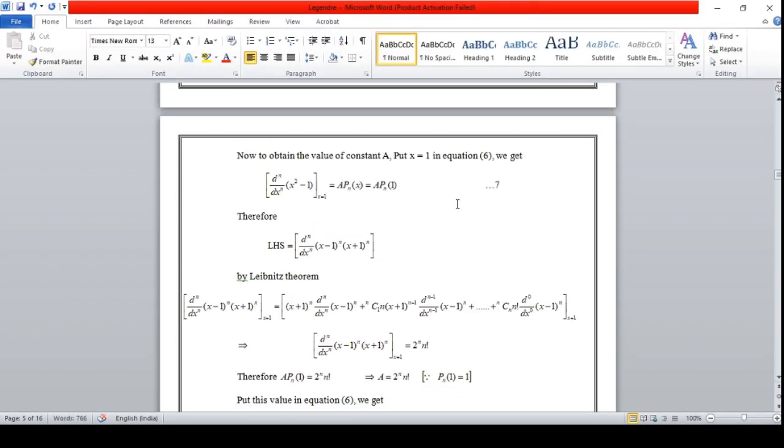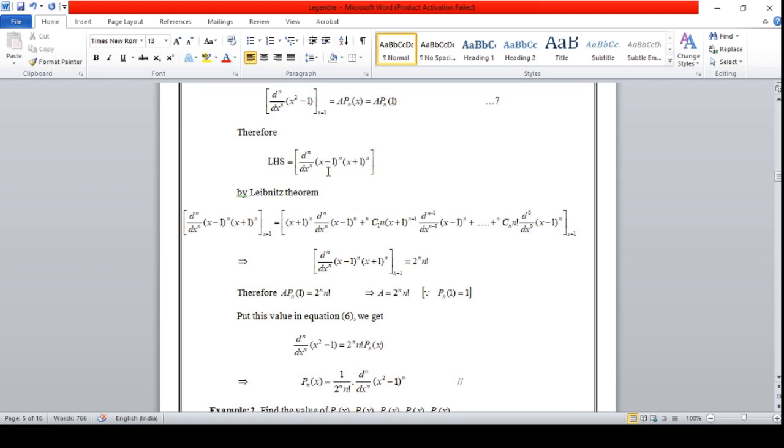d^n/dx^n of (x − 1)^n (x + 1)^n: break into two parts, a plus b, a minus b. By the Leibniz theorem, apply up to the nth derivative. This is the first function, this is the second function. This is the Leibniz formula. We get from this, putting x is equal to 1 here, we get 2, and here we get 0.